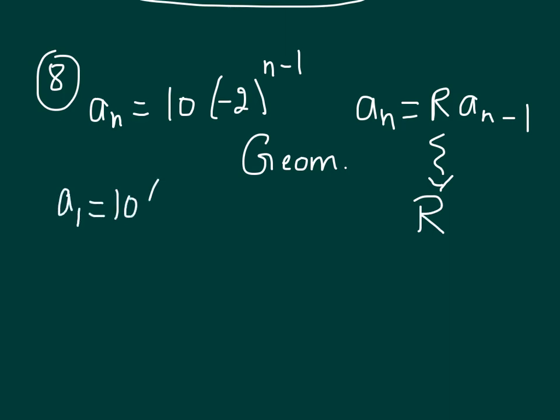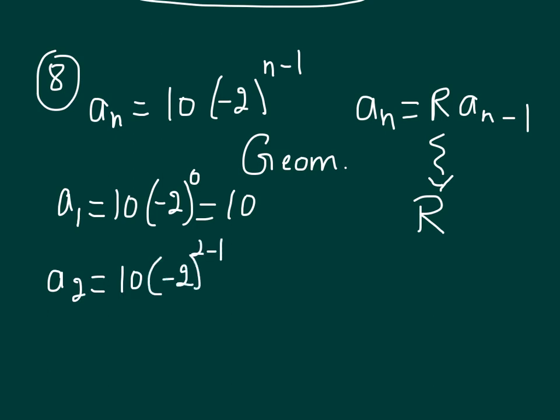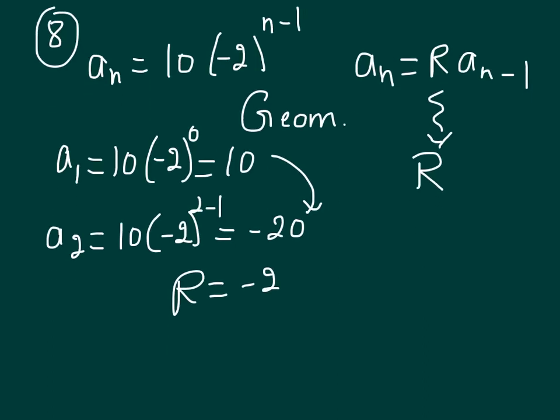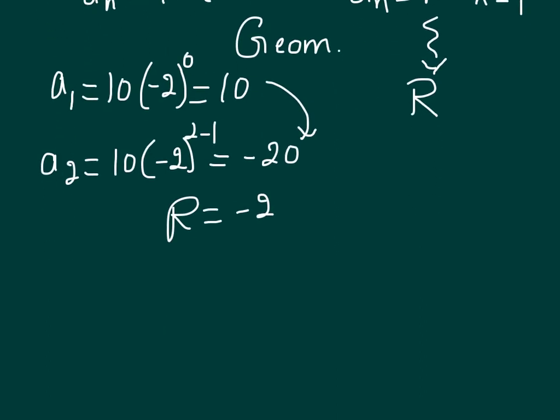The first term is 10 times negative 2 to the 0, which is 10. a_2 will be 10 times negative 2 to the 2 minus 1, which is going to give you negative 20. And so the common ratio in this case is negative 2. To write the formula recursively, it's going to be a_n is equal to negative 2 a_(n-1).